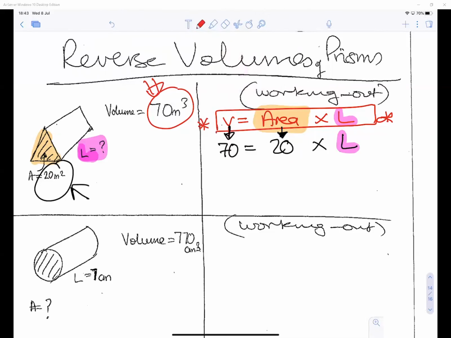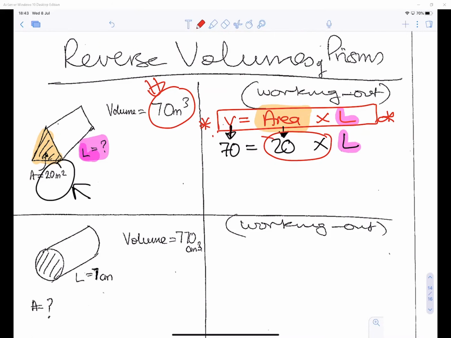Go. Opposite of? Opposite of times is divide. So opposite of times by 20 is? Divide by 20. Okay. 70 over 20. So that gives you what? Length: 3.5 meters, which equals the length. Fantastic, Mr. Man. Well done.